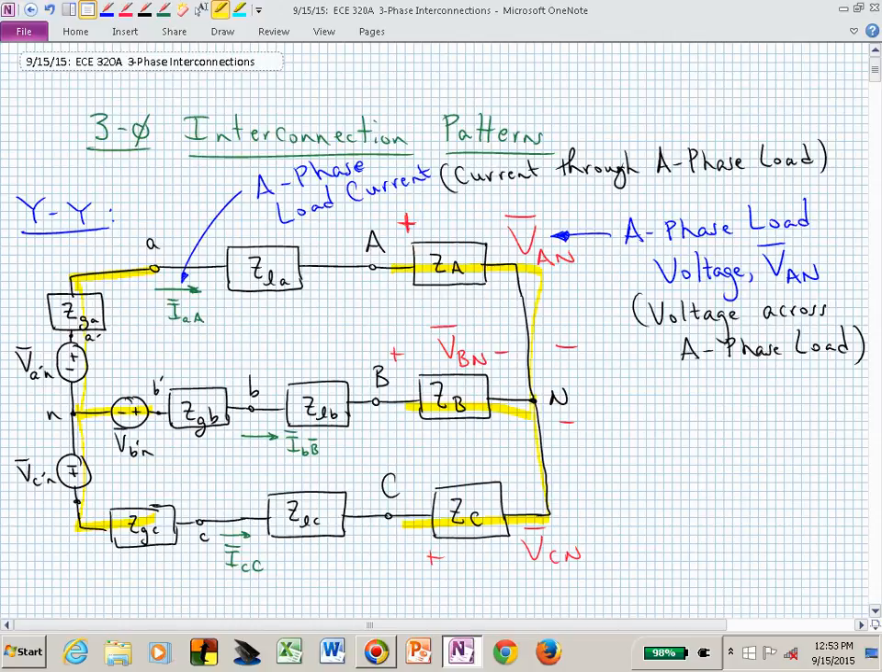Our transmission line impedances are with lowercase l's, and the loads, we may just give those uppercase subscripts. In this diagram, is it clear what I'm meaning by the voltage across the A phase load? If you took a voltmeter and connected it up to measure the voltage dropped across the A phase in the load, where would you attach those leads?